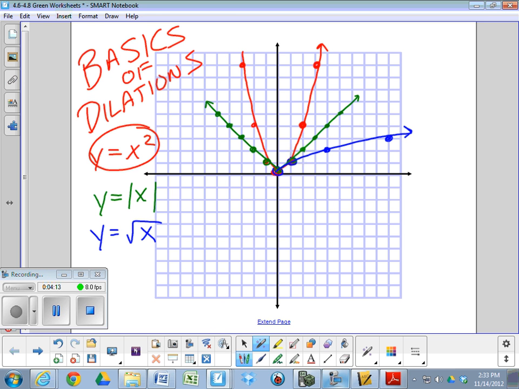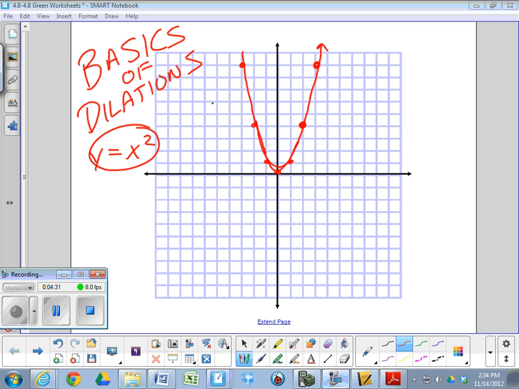So those are our 3 parent functions, and now we're going to see how to dilate them. And the one that I'm going to dilate is x squared. All right? So if you ever need to go back and review your parent functions, this would be a good video to watch. Now we're going to look at our first basic dilation, and what you might see is it written like this, which is odd because we don't normally write things over there with the y. If they do, I want you to take it over to the other side of the equation by multiplying both sides by 2. So I'm going to show you how 2x squared differs from x squared.